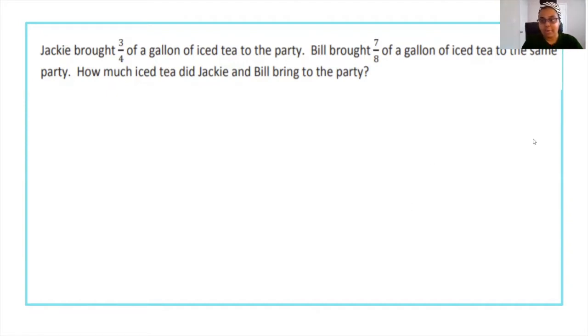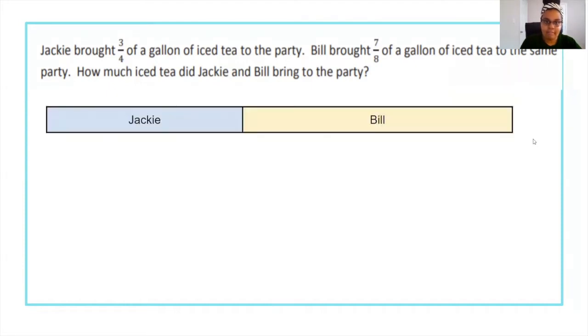Okay, so again, I want to make a tape diagram for this problem. When I make my tape diagram, and when you make yours on your paper or dry erase board, go ahead and do that now. But we know that it needs 2 sections in this tape diagram. 1 section for Jackie, and then 1 section for Bill. I know that Jackie's section represents 3/4 because she brought 3/4 of a gallon of iced tea. And I know that Bill's section represents 7/8 because he brought 7/8 of a gallon of iced tea.